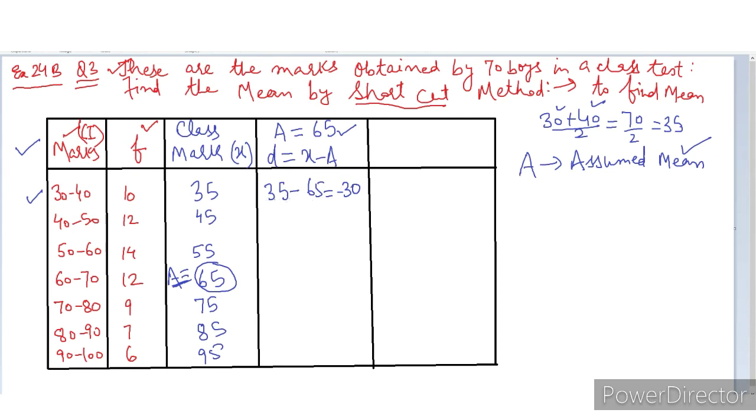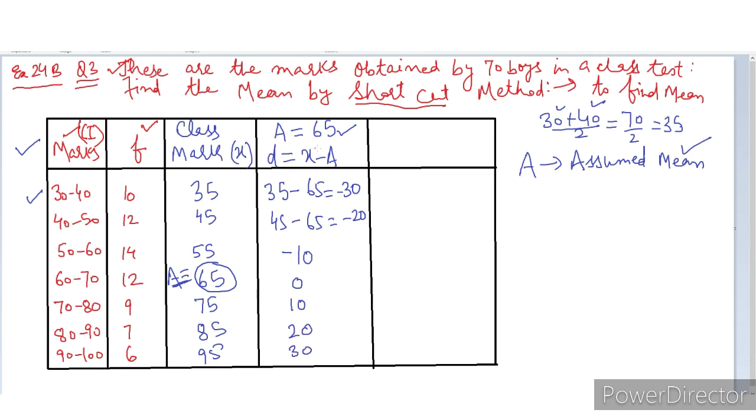Exactly the same way. Did you understand what d is here? D is the deviation: how much these x values are deviating from our assumed mean, that is, how much is the difference. Next is 45 minus 65, it is minus 20. You continue finding the difference like this. 55 will give minus 10, and here see students, 65 minus 65 will be 0, 75 minus 65 will be 10, 85 minus 65 would be 20, and 95 minus 65 would be 30.